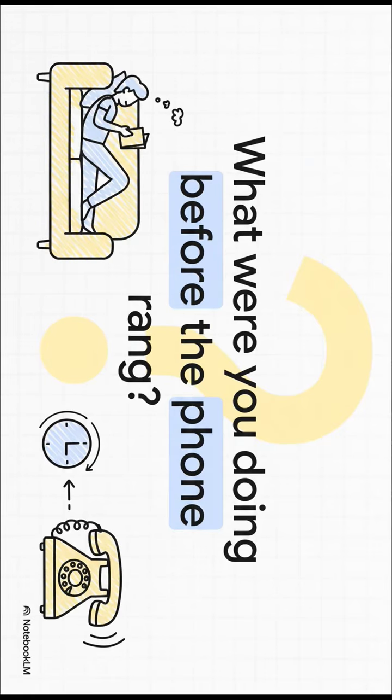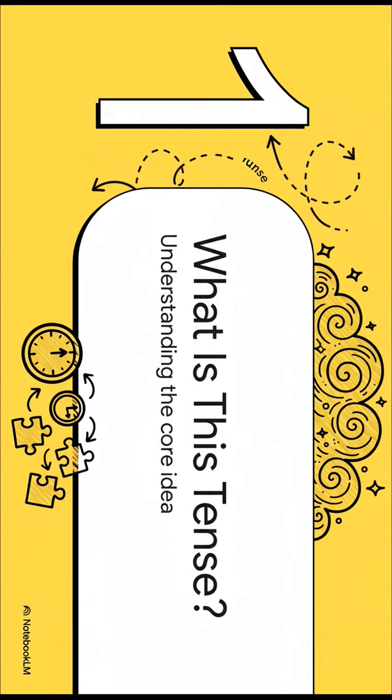So, seriously, think about it. What were you doing right before the phone rang? Answering that question perfectly needs a specific grammar tool. You need a way to talk about an action that was going on in the past right up until something else happened. Let's look at the tense that was built for exactly that. And that tool is the past perfect continuous. Let's break down what that fancy name really means and see exactly how it works.